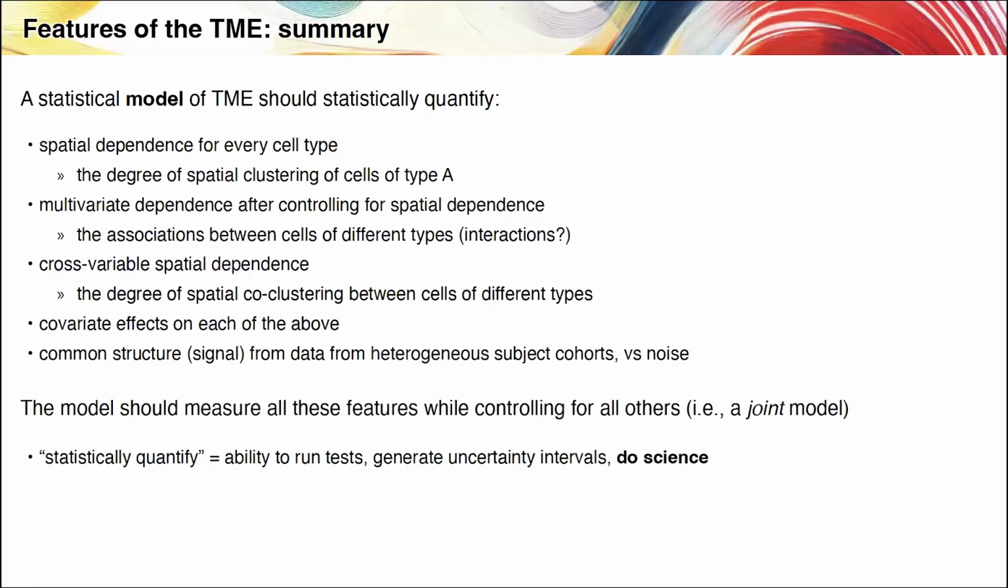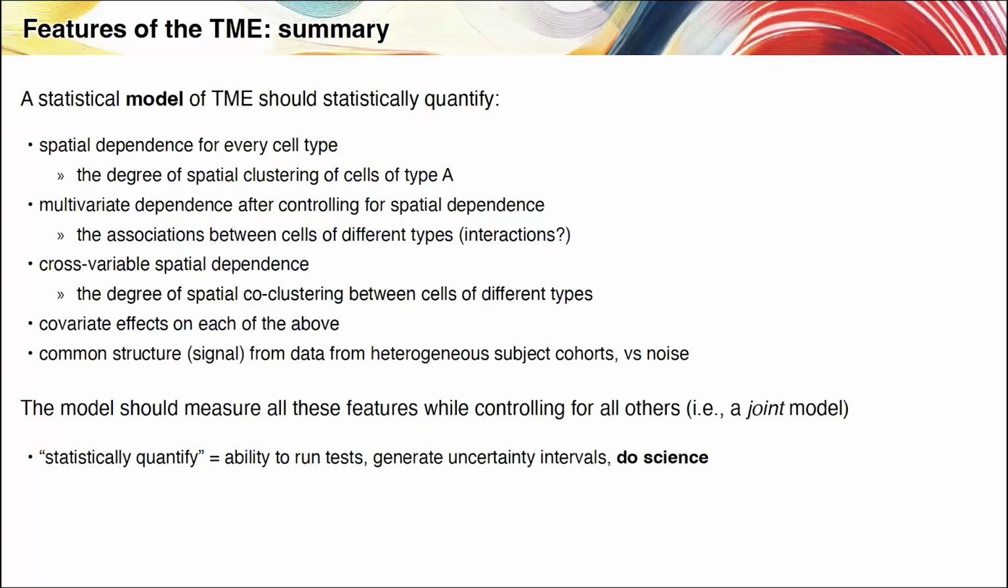And so all of these we want to do together, right? We don't just want to have a model for this, a model for this. We want to control for how much is the spatial dependence of one cell type after, like we basically attribute the different components of the data, the variability of the data. We want to say this much is due to clustering of the same cell type, this much is due to multivariate dependence, this much is due to cross-variable dependence.